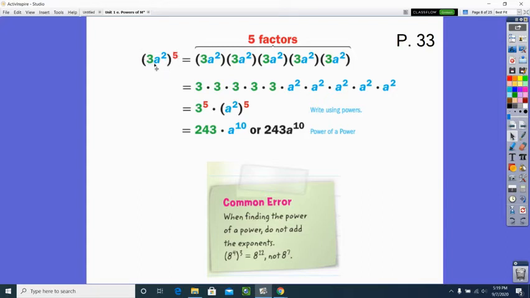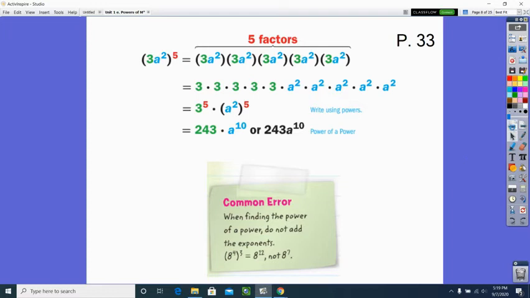But if you look here, the entire group, 3a squared, needs to be raised to the fifth, which includes the 3. So he's going to get the exponent of 5, and the a to the second is going to get the exponent of 5. When finding the power of a power, do not add the exponents. That's a common mistake because you're used to the multiplication rule.